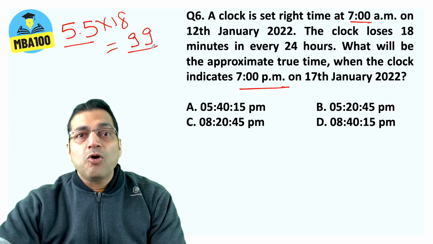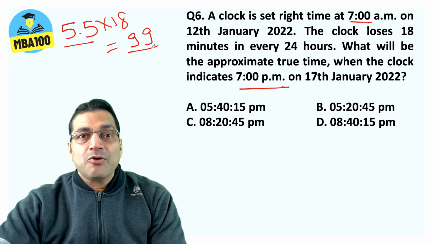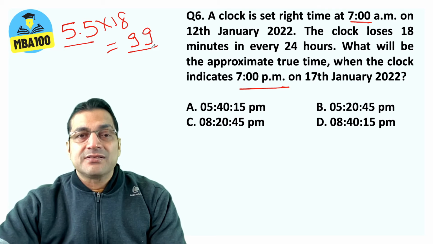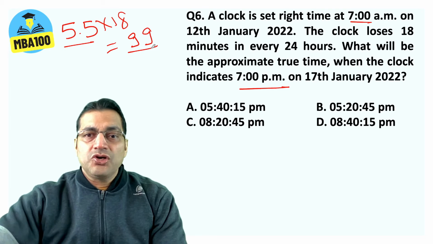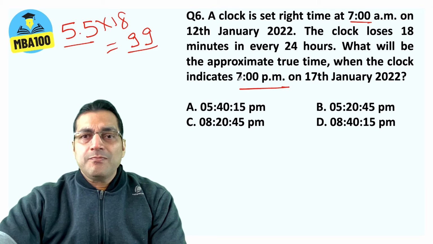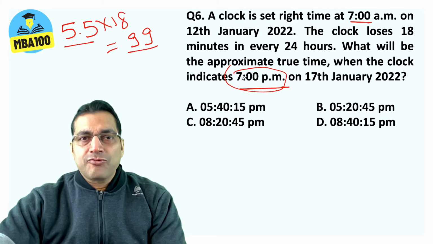The actual time is more than 5.5 days. So this watch must have lost more than 99 minutes. But it has lost at least 99 minutes. Isn't that so? So if you add 99 minutes to 7 p.m., the answer has to be 7 p.m. plus 99 minutes plus something.